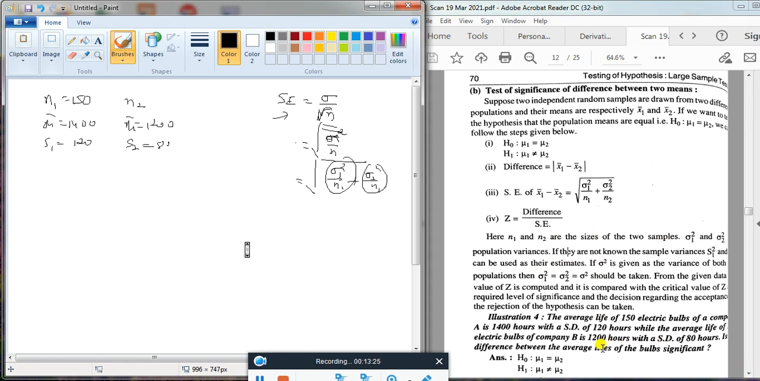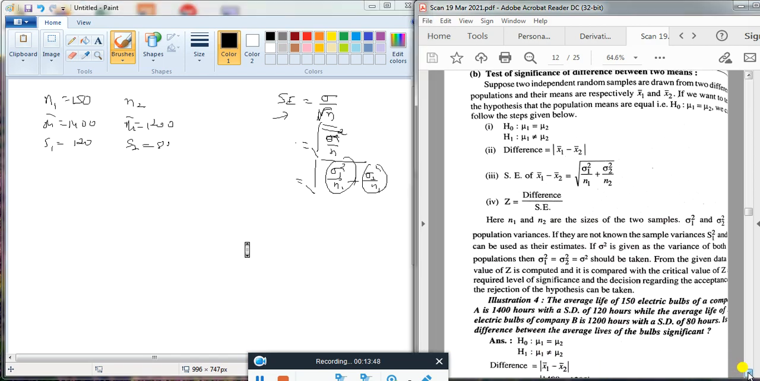Now what is the question? Is the difference between the average life of bulbs significant or not? So first we need to set H0. H0 is equal to mu1 is equal to mu2, and whether the difference is significant or not. So that is why I am applying the two tail test, and in the two tail test the alternate hypothesis will be H1: mu1 is not equal to mu2.